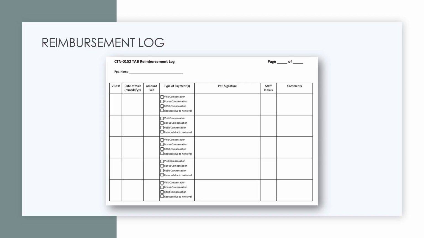Column 2 is the date of the visit, and column 3 is the total amount to be paid. Column 4 indicates what type of payment or payments are included, and it allows staff to indicate if it is a reduced payment due to the participant not traveling to the visit. After receiving payment, the participant signs in the center column, and staff initials the next column to verify that the payment was made. The last column is for comments as needed. For example, if the site is providing reimbursement in the form of a debit card, staff may want to enter the card number for tracking and accounting purposes.